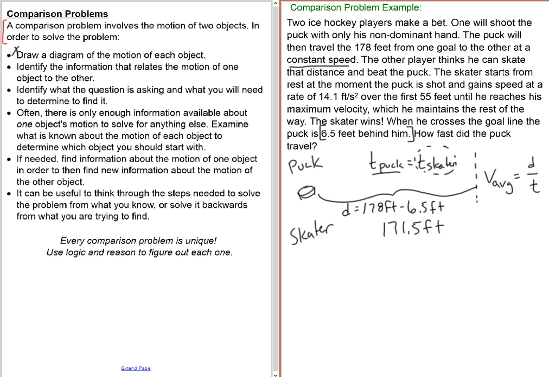And the skater started skating when the puck was shot. So their beginning and end times are the same to that distance. So that means we shift our attention over to the skater.